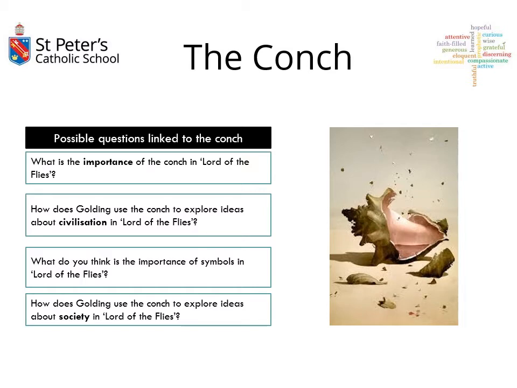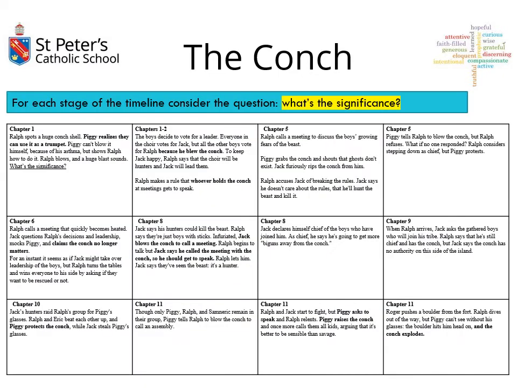So these are exam questions that have been taken to show you how it could be phrased in the exam itself. What's the importance of the conch? How does Golding use the conch to explore ideas about civilization? And how does Golding use the conch to explore ideas about society? So we know from those key words that the conch is mixed up interchangeably with civilization and with society. The conch is a huge symbol to the boys themselves, and of course a very important symbol to us readers.